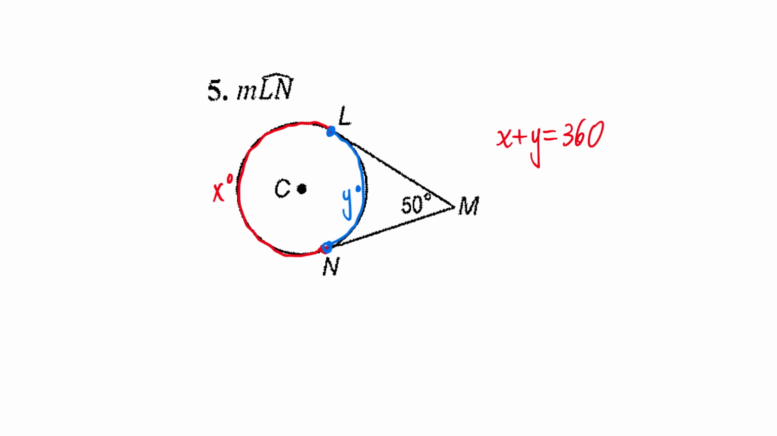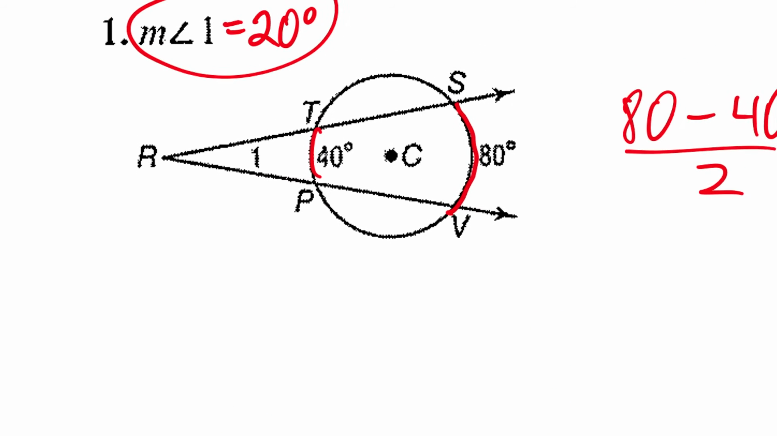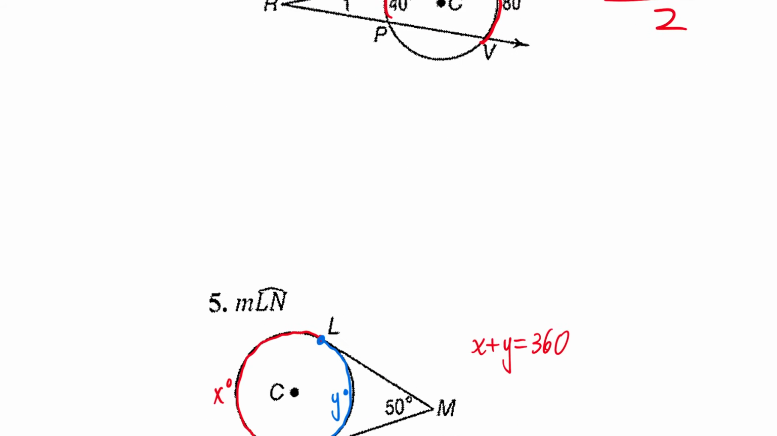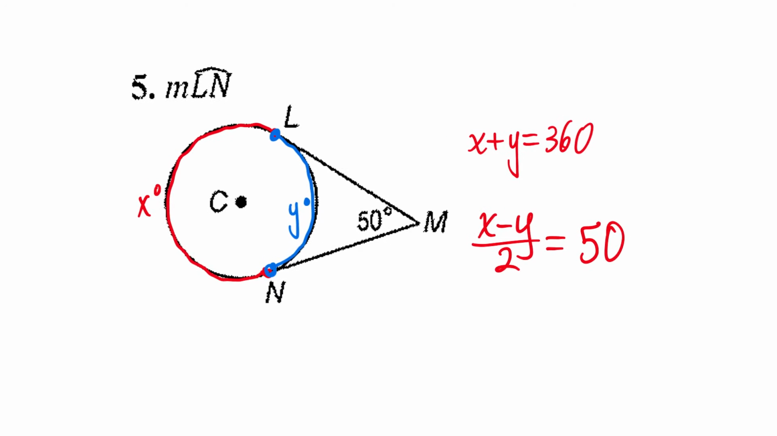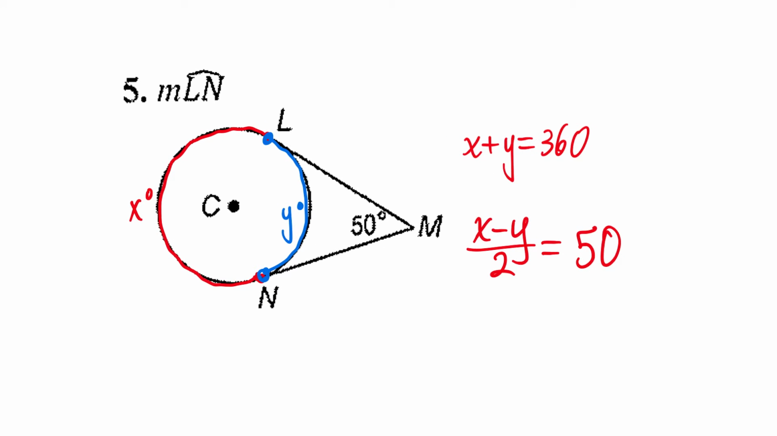Now there's another fact that I know related to what we talked about here. X minus Y divided by 2 equals 50. Good. And that's the other thing that I know. If I take X and I subtract Y and I divide by 2, that's going to give me that angle, which is 50 degrees here. So within the same problem, there are two independent facts that I know. I know that X plus Y is 360, and I know X minus Y divided by 2 equals 50. So I've got a system of equations here.